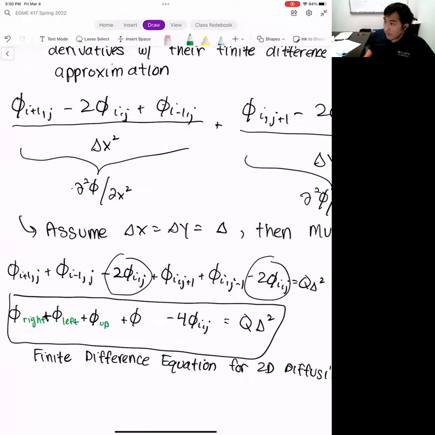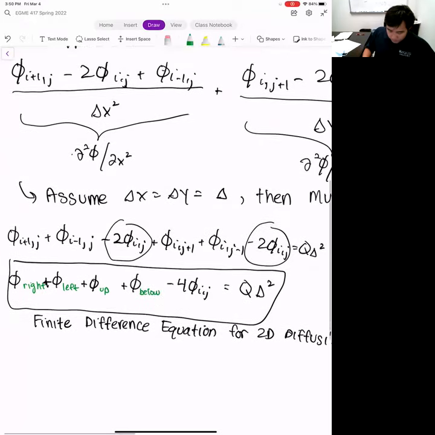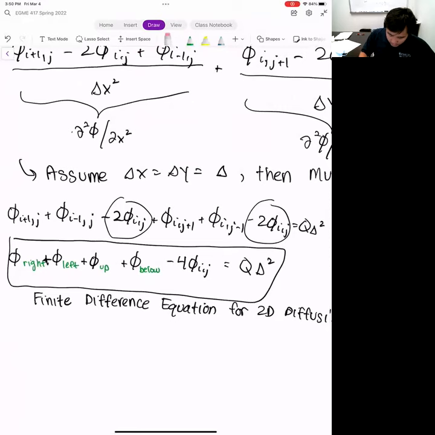Right. And then next we have phi i comma j minus 1, and so j minus 1 will be our bottom neighbor, and so this will be phi down or phi below. Okay. And of course, phi i comma j, this is our chosen node. And so this will be the center node.